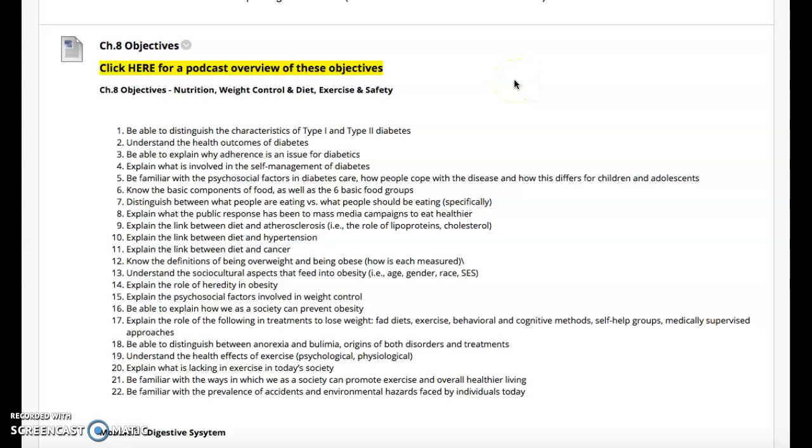This is the podcast overview for the objectives on Chapter 8, Nutrition, Weight Control, Diet, Exercise, and Safety. So right off the bat, as you open up the chapter, you're going to be looking at the characteristics of diabetes, both type 1 and type 2. And this is especially important with the module that you're doing this week.